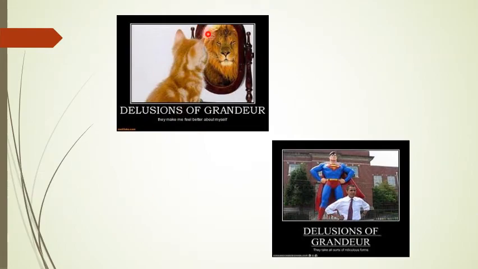This is a picture depicting a delusion of grandeur. A cat thinks himself as a lion. And here in this picture we can see that Obama thinks himself as a Superman.